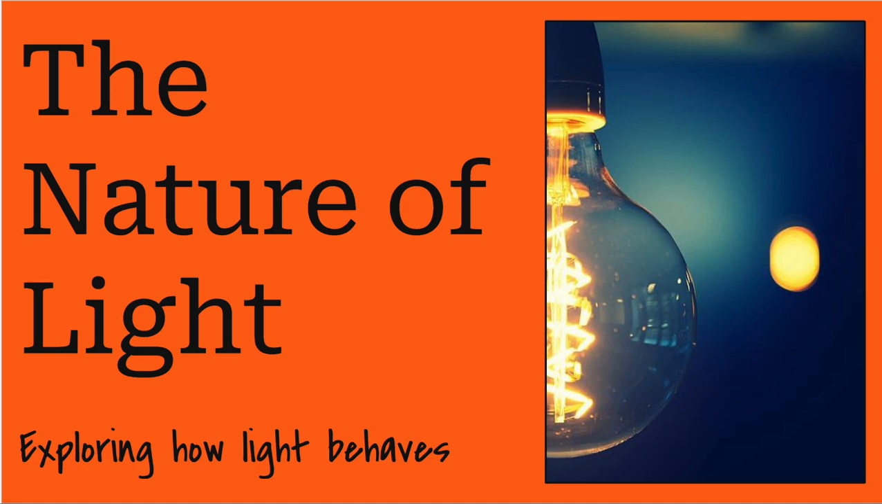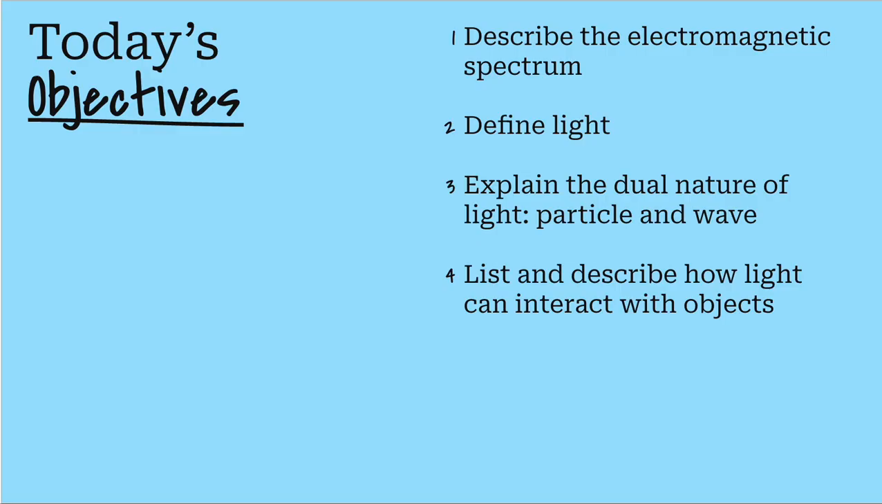Today we are going to learn about the nature of light. So we're going to be looking into ways that light behaves. Our objectives for today: first, we're going to describe the electromagnetic spectrum. Then we're going to define what light is. We're going to spend some time explaining the dual nature of light, how it's both a particle and a wave. And we're going to list and describe how light can interact with different objects based on those properties.